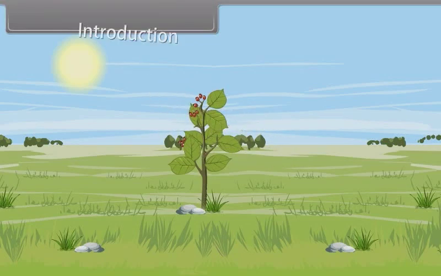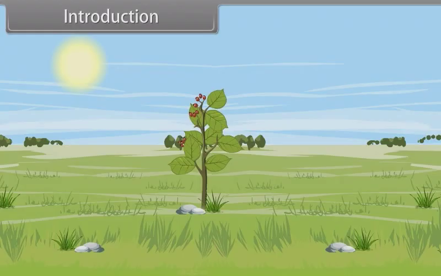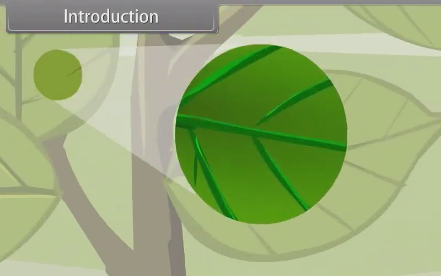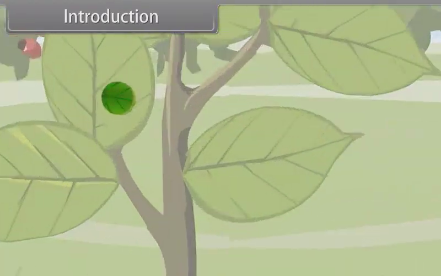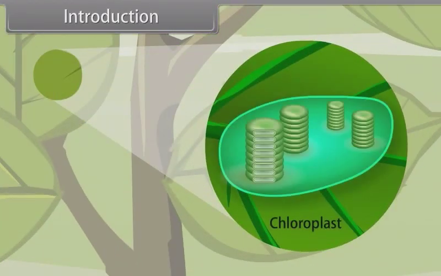Introduction. Hey kids, in our previous lesson, we learned so many things about plants. Now we will learn photosynthesis in higher plants. Photosynthesis is the process of converting light energy to chemical energy and forming glucose, which is used by the plant for various activities. Photosynthesis takes place in the chloroplast using chlorophyll, which is a green pigment involved in photosynthesis.